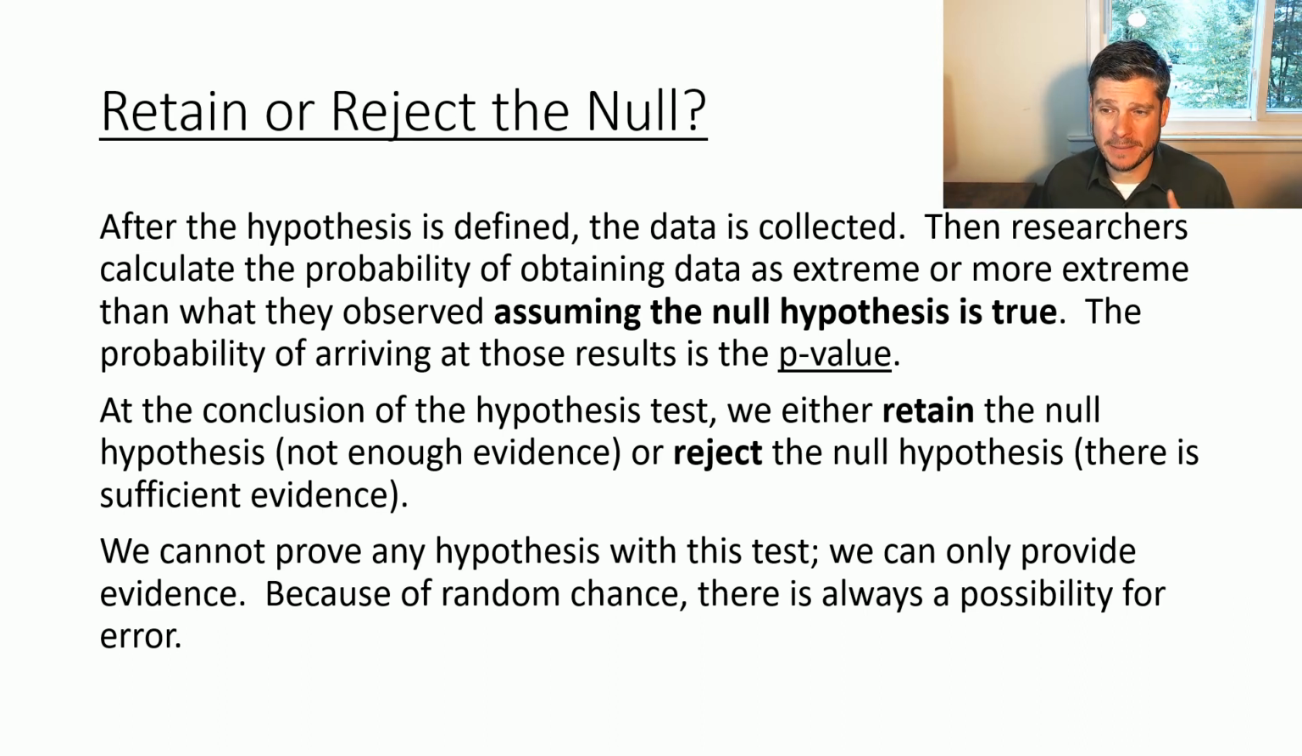We had a very small probability. Now, it is also important to notice that we cannot actually prove our hypothesis with this test. What we're doing is simply providing evidence. And that's because, as we should know, there is a lot of random chance out there, which means there's always the probability that we make an error.